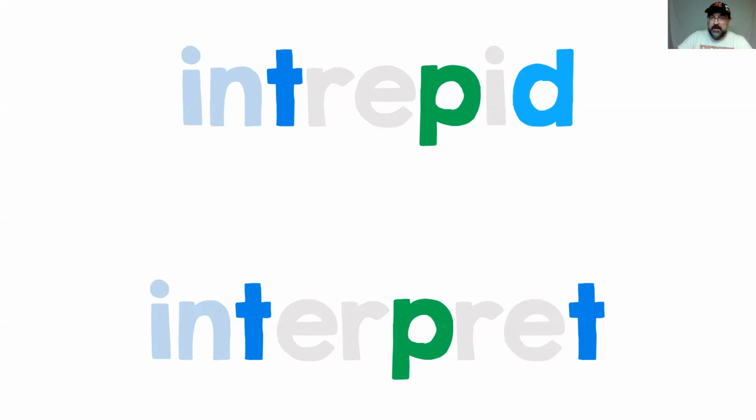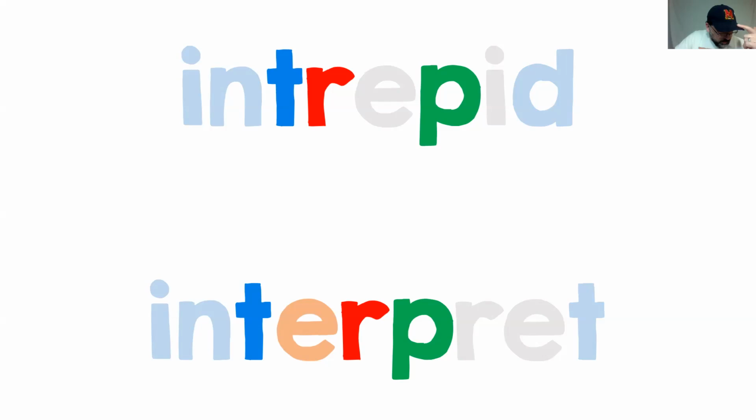Now, D can sometimes sound like a T. That's why they're both blue at the end. All right, but there's a big difference. If you look at the middle, there's an R after the T in intrepid. If you look at the bottom, the R is also after the T, but there's an E in between, creating the R-controlled sound. So down below, you can see the syllable terp. Go Terps. And up top is the syllable trep.